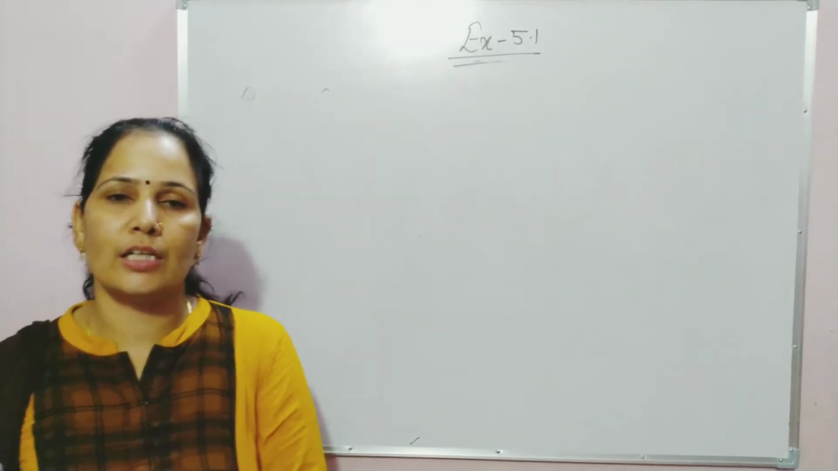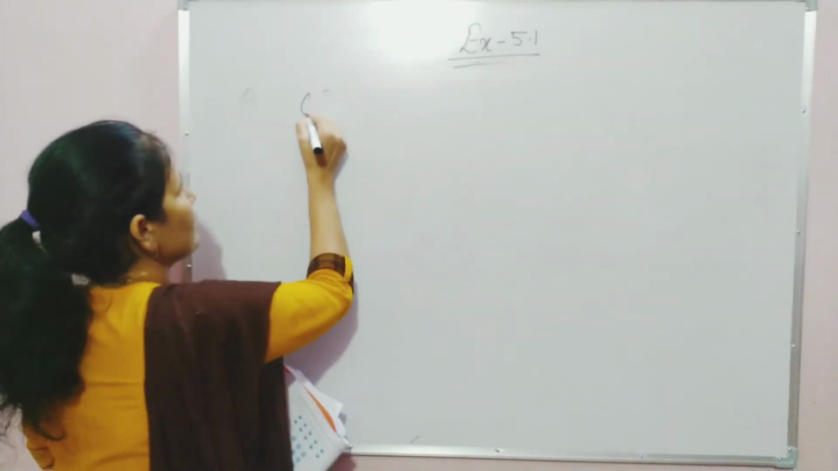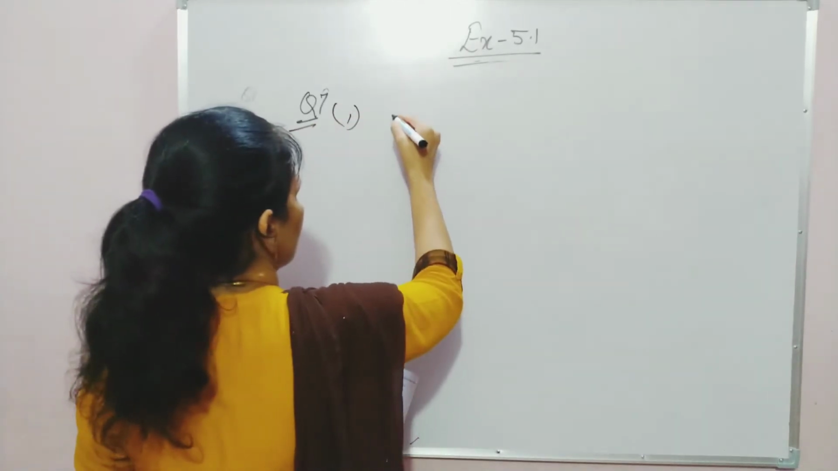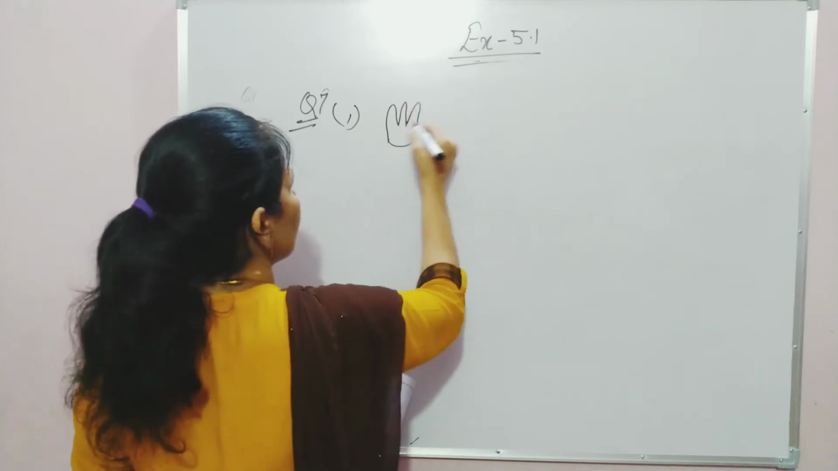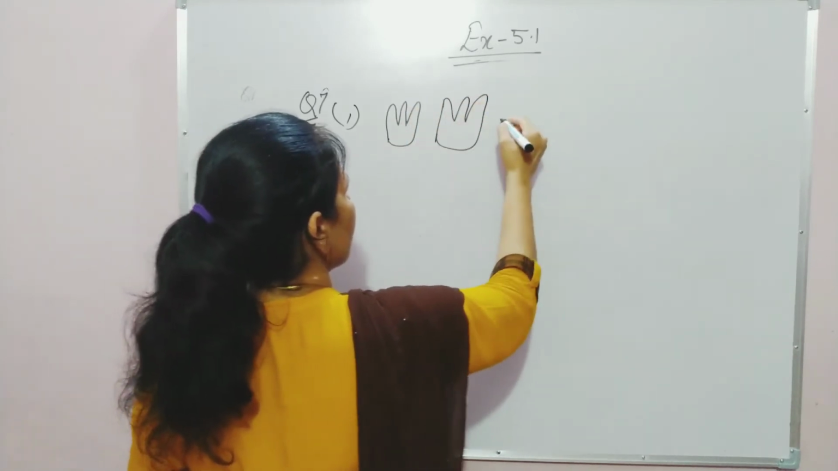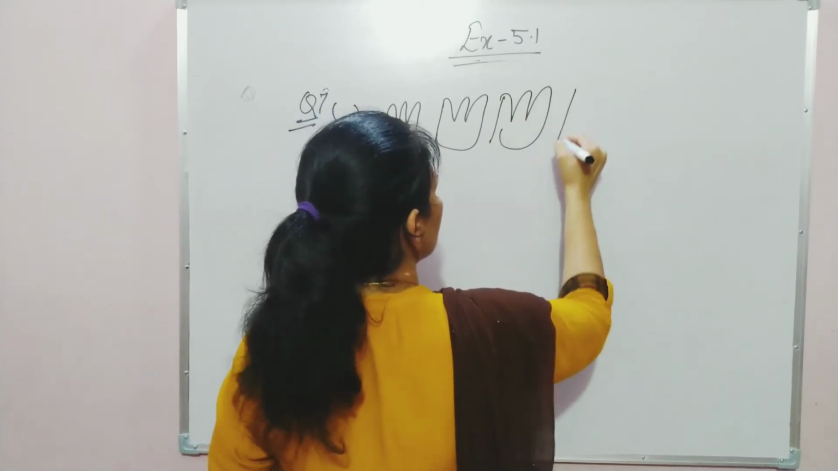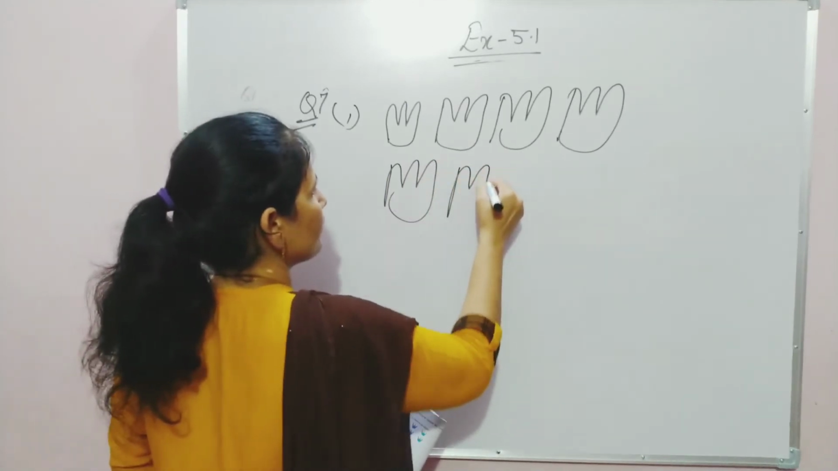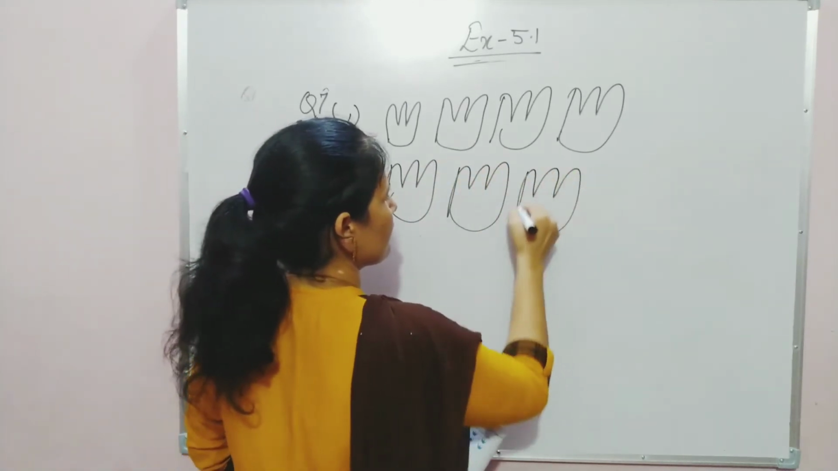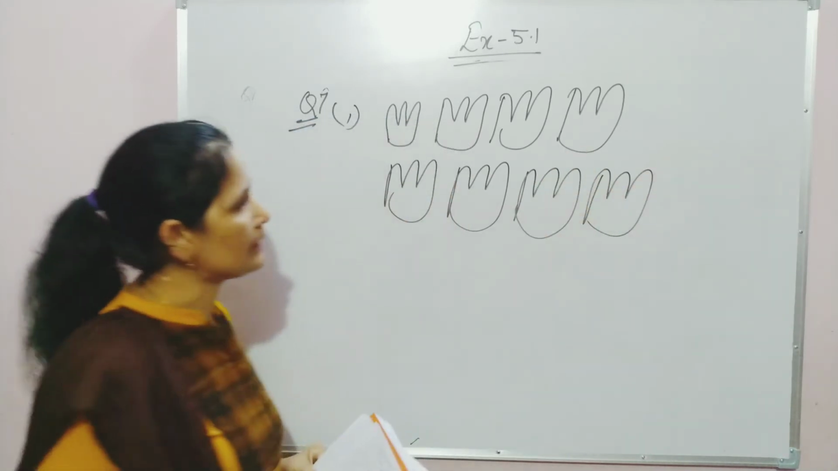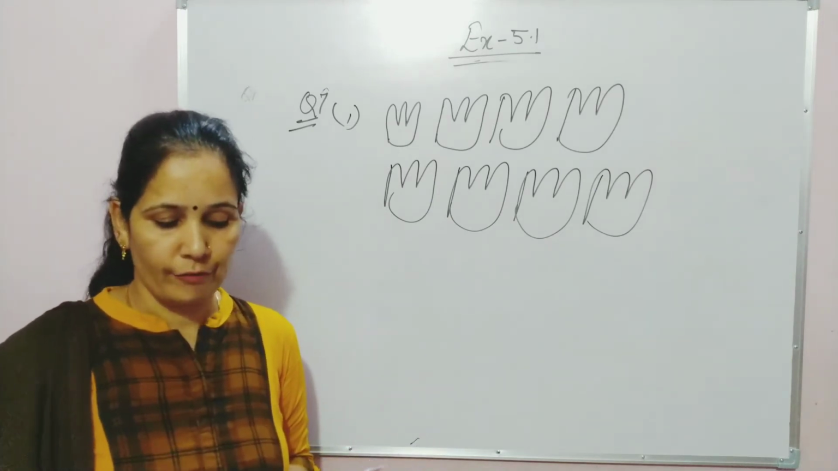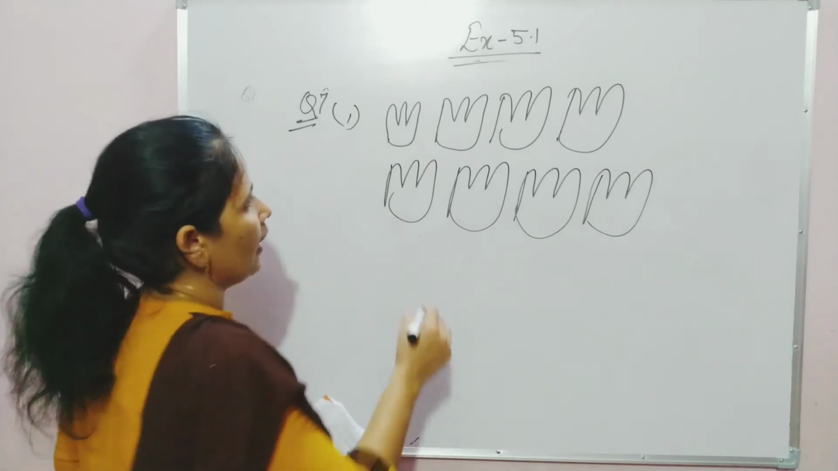Now the next question is our question number 7, and that question is given on the basis of pictures. In question number 7, first part they have given 8 pictures. Like this, 8 pictures they have given: first, second, third, 4, 5, 6, 7, 8. And they are asking for half of the shapes. We have to write the fraction and circle half of the shapes.